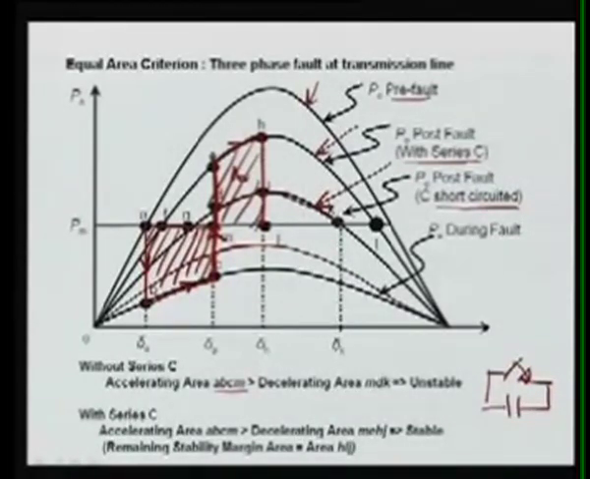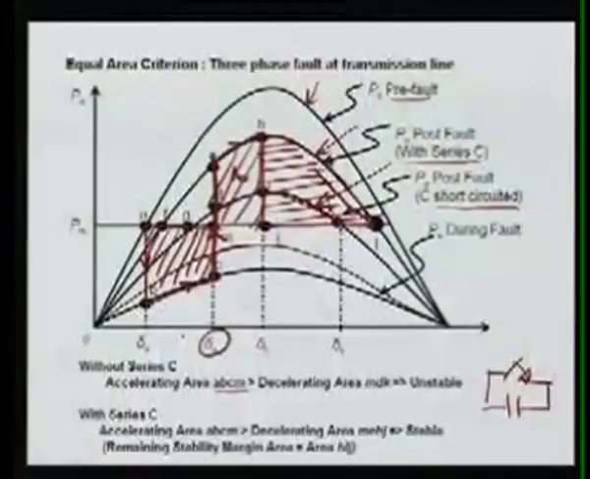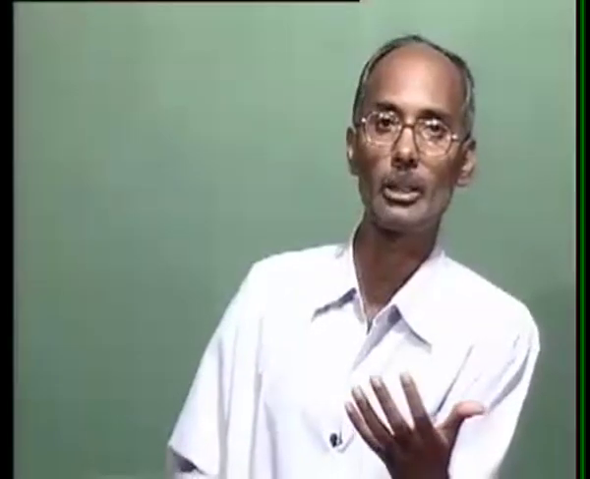And now you can see you have this much margin. It's a huge margin you are having. This is your margin and your system is very, very stable. It means you have a more stable region. Even though your fault is cleared after delta A, still your system is stable. So you can see the series capacitance can improve the transient stability of the system, or in other words, you can say it will increase the transient stability margin of the system. It means it will be more stable.